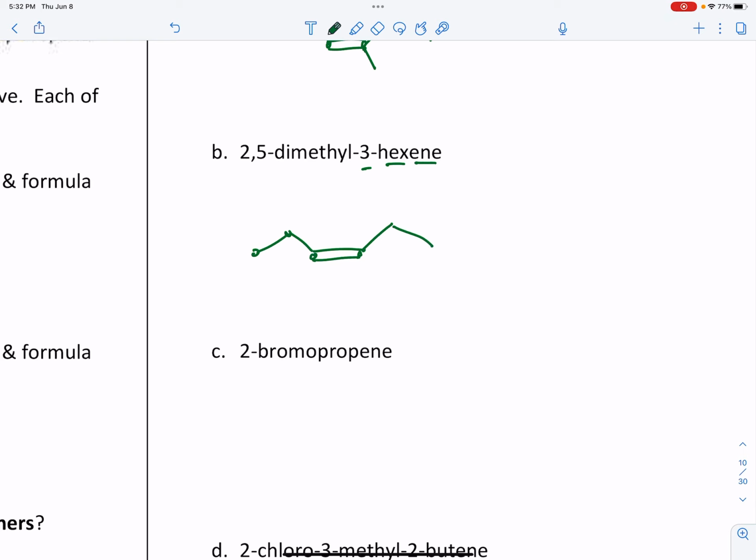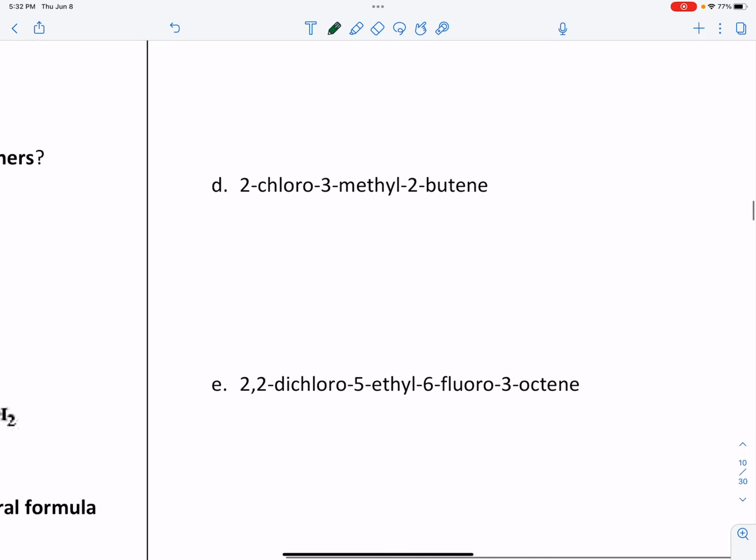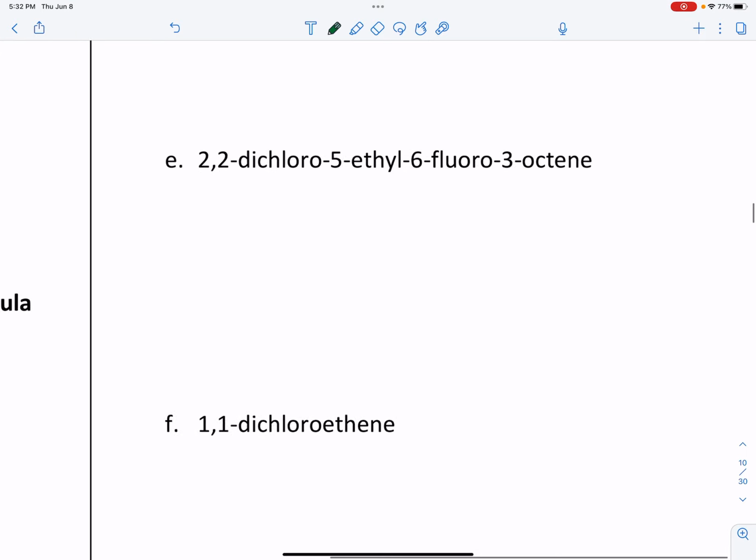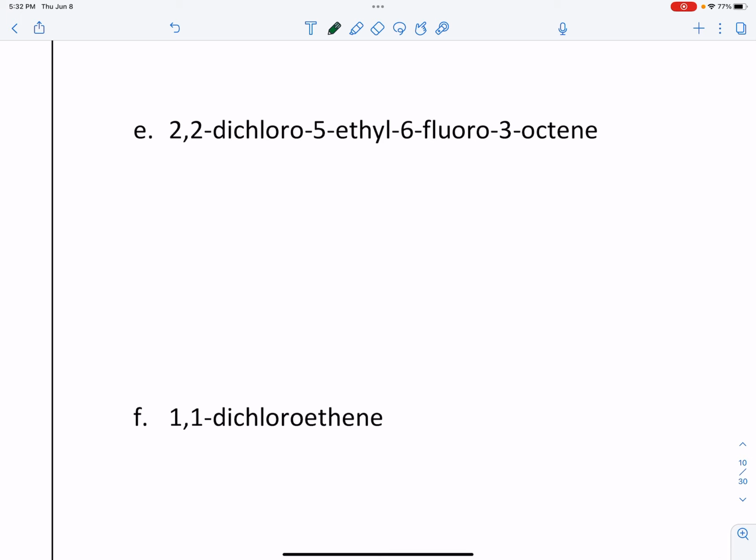So there's 3-hexene. Carbons 2 and 5 have methyl branches. Methyl branches are just 1 carbon each. So there's a methyl branch on carbon 2, and there's a methyl branch on carbon 5. There's my molecule. Let's do one more of these together. How about part E, a little scary one. 2,2-dichloro, 5-ethyl, 6-fluoro, 3-octene. So there's a very long, complicated name. But let's just jump in and try it.